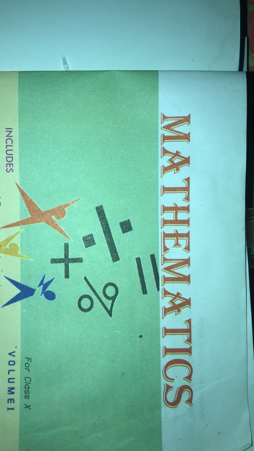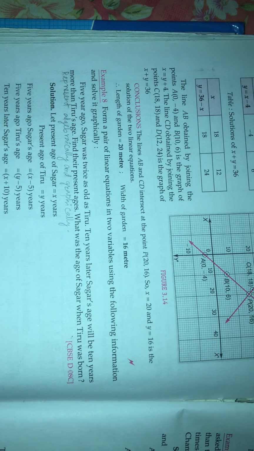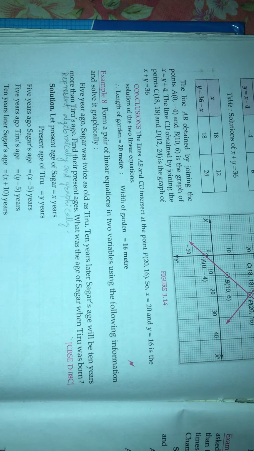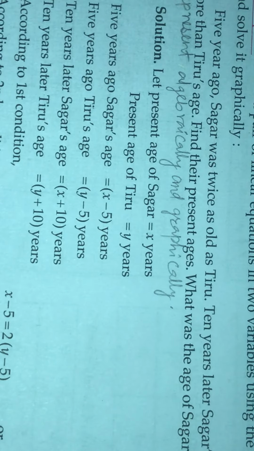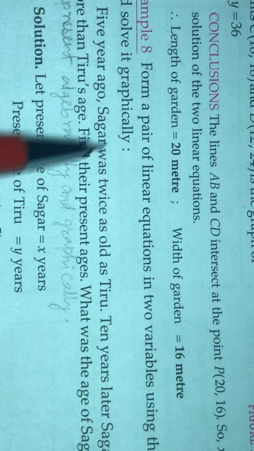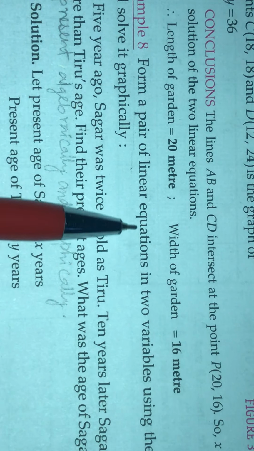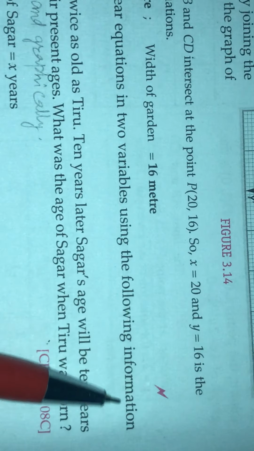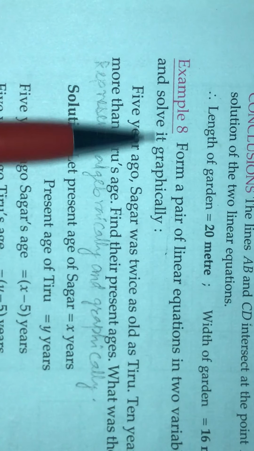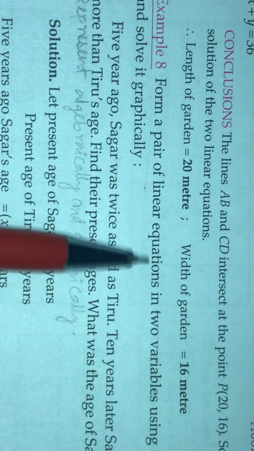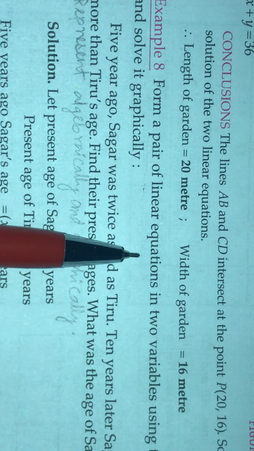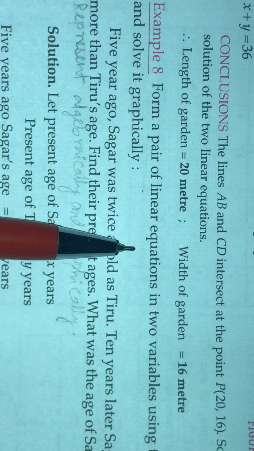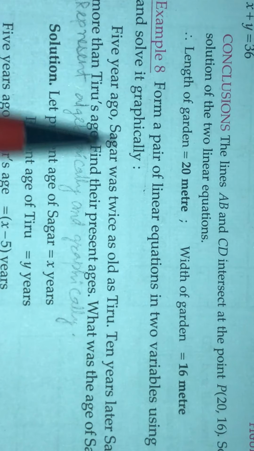For this I kept one question, so let's go for the question. The question says: form a pair of linear equations in two variables using the following information and solve it graphically. So according to the question, we need to form linear equations, and then we will solve them using graph.